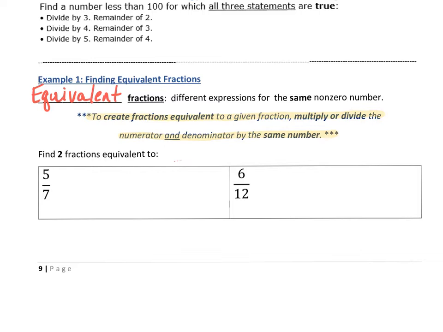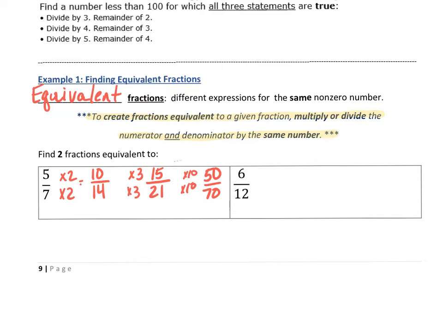Find 2 equivalent fractions to the given fraction. We can choose whatever we want to multiply the 5 and the 7 both by. So we could do 5 times 2 and 7 times 2. We would get a new fraction, 10 over 14. We could also do 5 over 7 and multiply them each by 3. That would give us 15 over 21. We could multiply them both by 10. That would give us 50 over 70. You can choose anything you want. We can't divide 5 and 7 by the same number because they don't have any common factors other than 1.